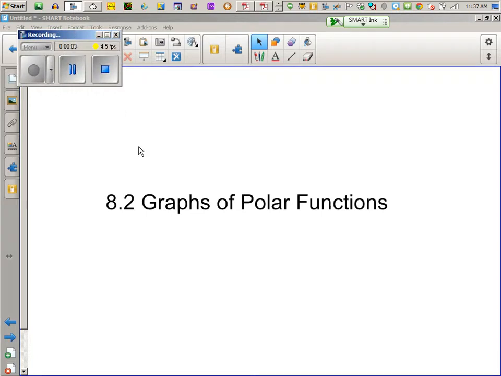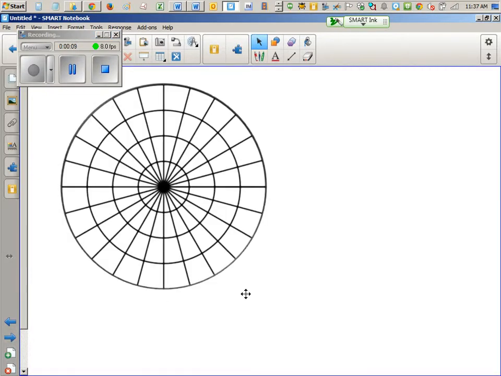Okay, so we're starting 8.2 today, and we're going to investigate the connection between the Cartesian and the polar graph world. Just grab a piece of graph paper, and we're going to start with the simplest function I can think of, and that's just r equals theta. This reminds me of the good old equation y equals x.